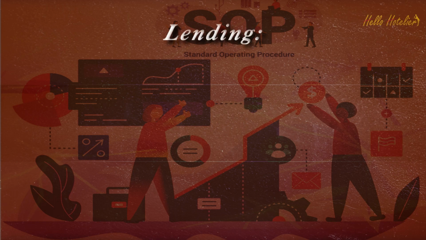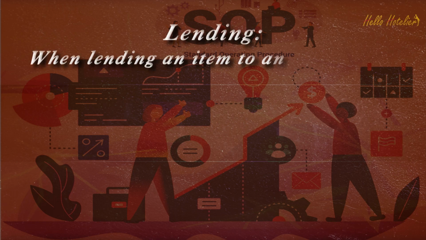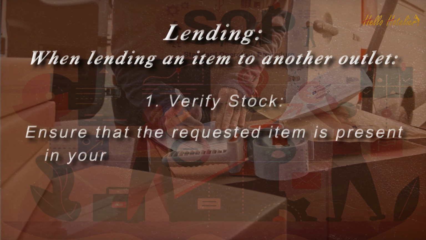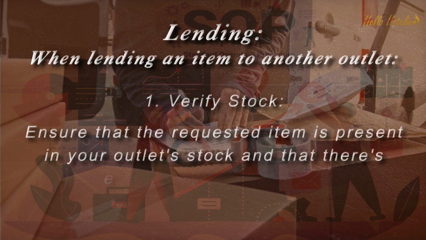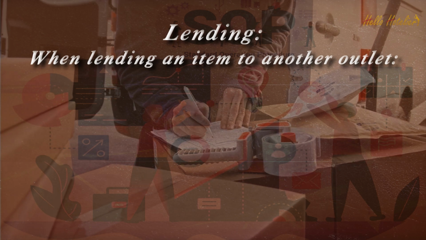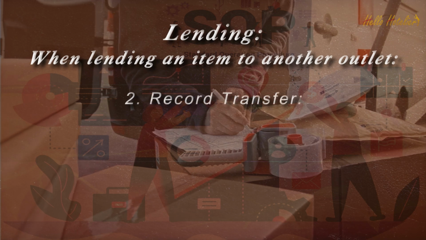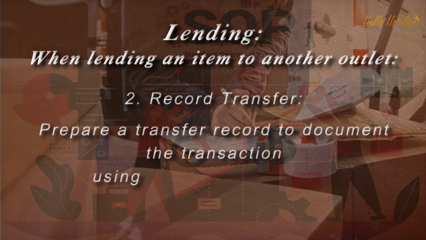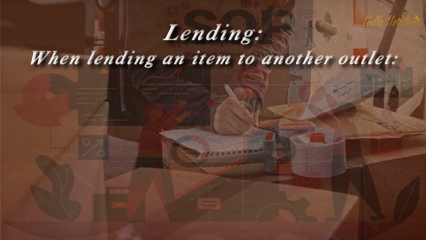Lending. When lending an item to another outlet. 1. Verify stock. Ensure that the requested item is present in your outlet's stock and that there's enough quantity to lend. 2. Record transfer. Prepare a transfer record to document the transaction using the requisition book.